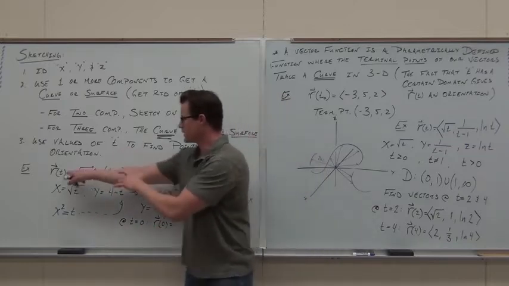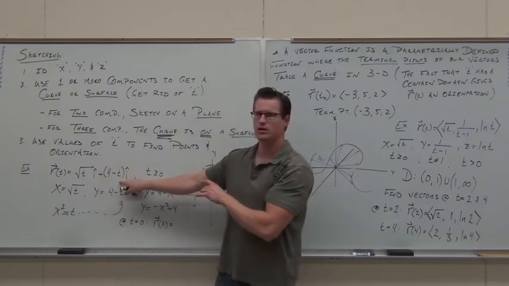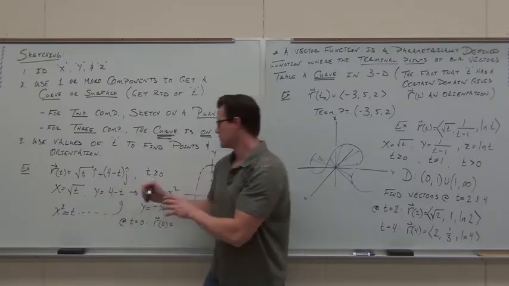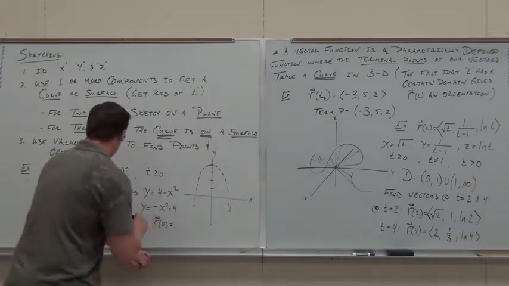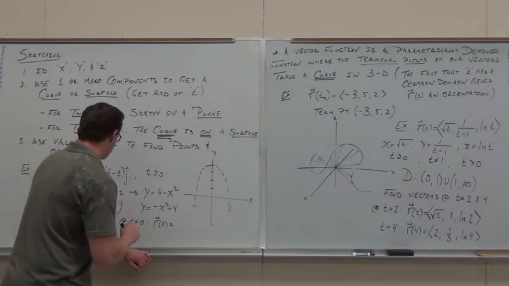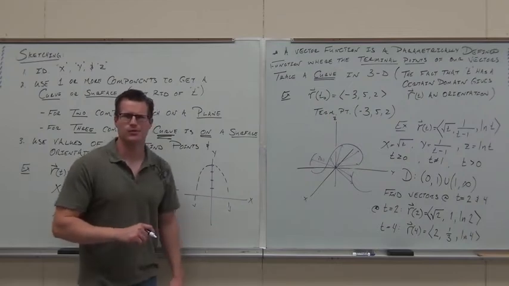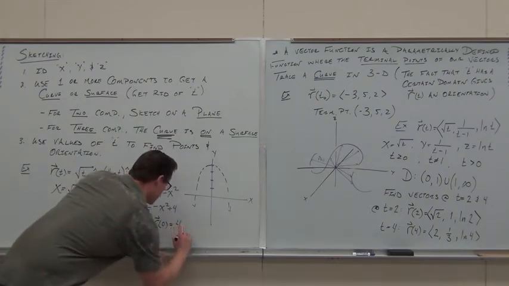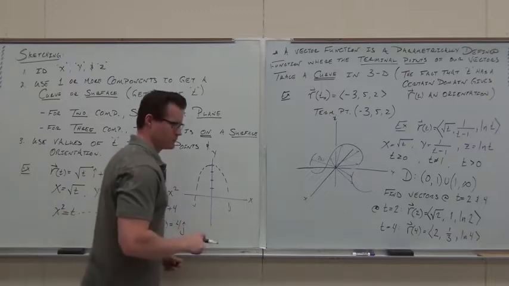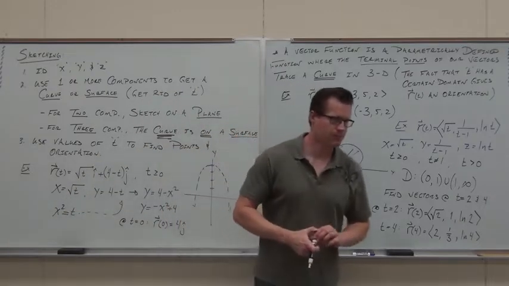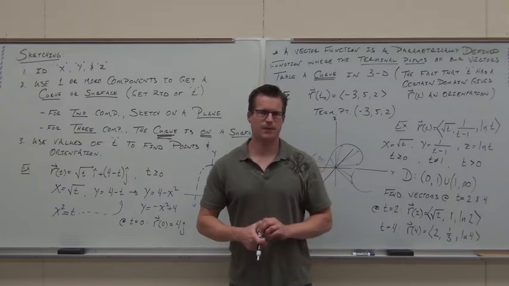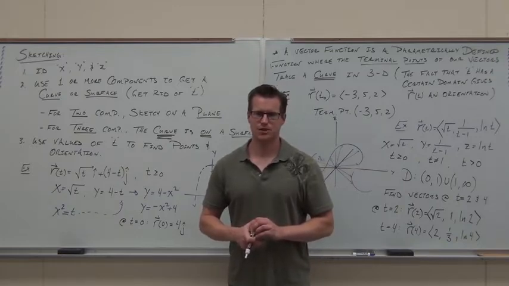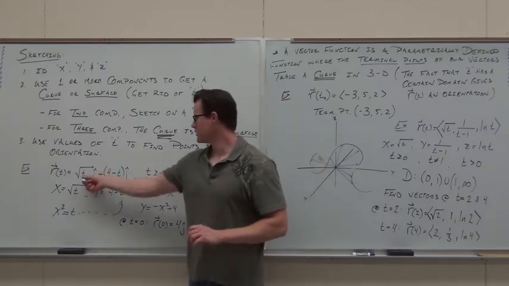Can you plug in 0 into my vector function? Of course you can. What is it? 4j. I'm sorry, what? 4j. I thought you said 4t. I was like, no, guys, we're plugging in for t. 4j. Hey, 4j, tell you what, it's got a terminal point. What is it? 0, 4. Did you notice how you got 0, 4 out of that?